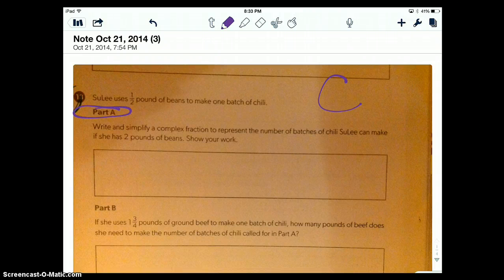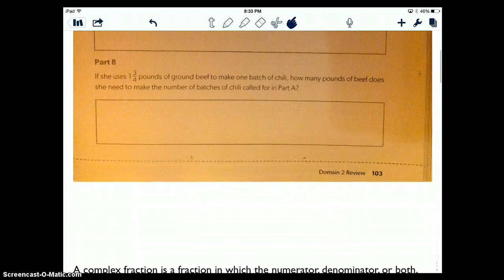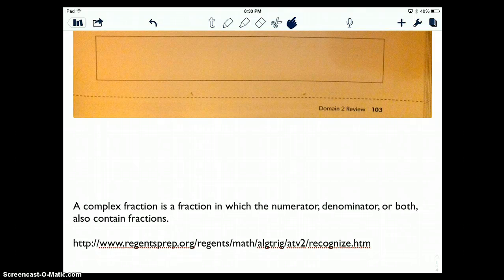All right, so this person, Sue Lee, uses a half pound of beans to make one batch of chili. Part A, write and simplify a complex fraction to represent the number of batches of chili Sue Lee can make if she has 2 pounds of beans. Show your work.